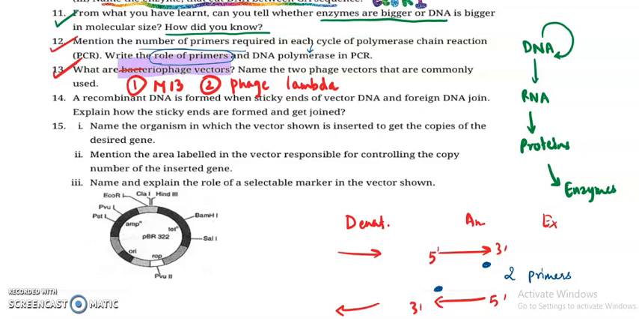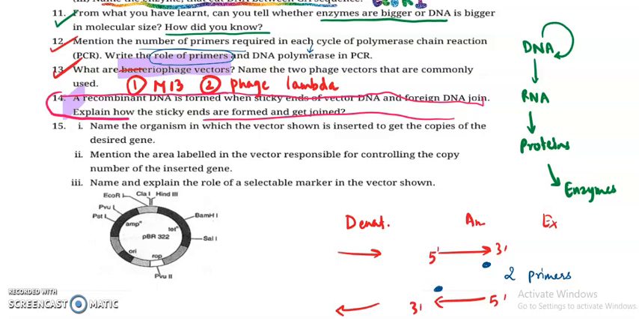Next question is, a recombinant DNA is formed when sticky ends of vector DNA and foreign DNA are joined. Explain how sticky ends are formed and how they get joined. Now for this question, this is purely a theoretical question. For this, I will be sharing my video in the I button. You can go through it and it will help you in answering this complete question, question number 14. You will get the link of it on the top right side.